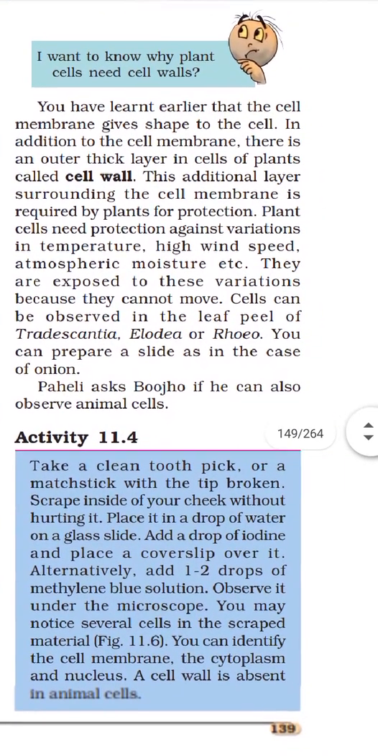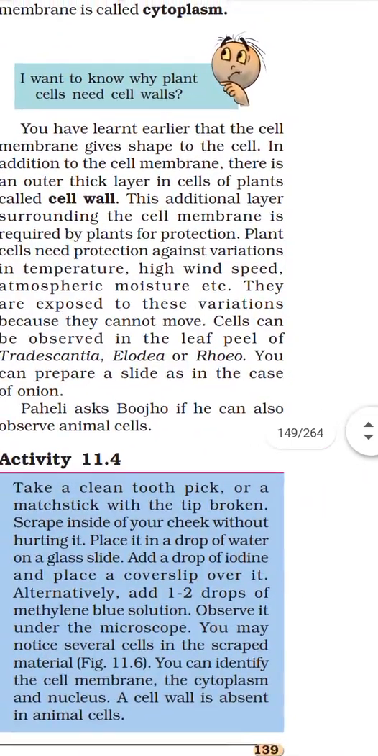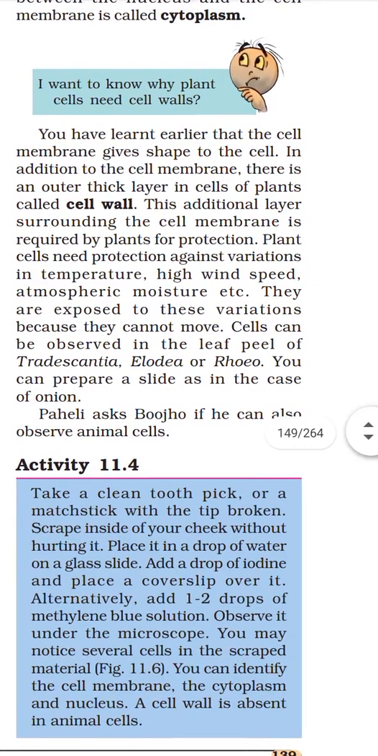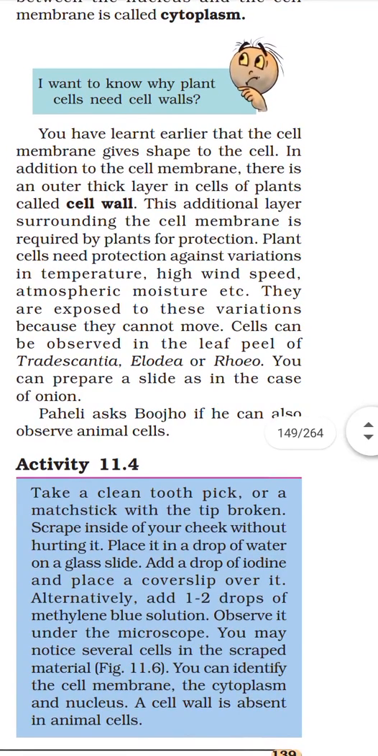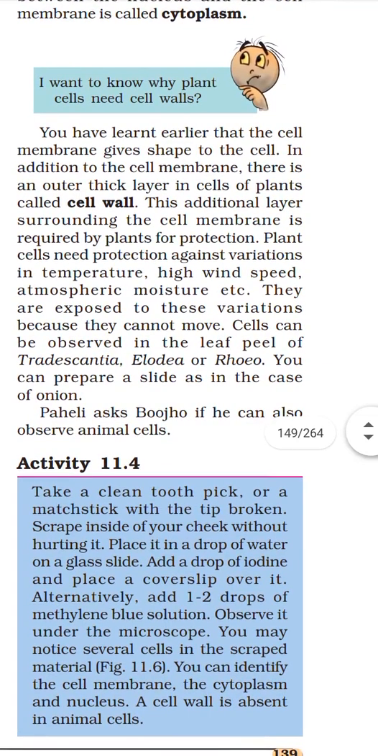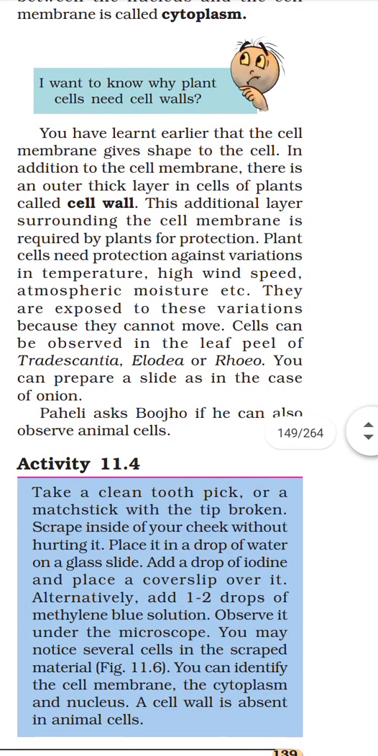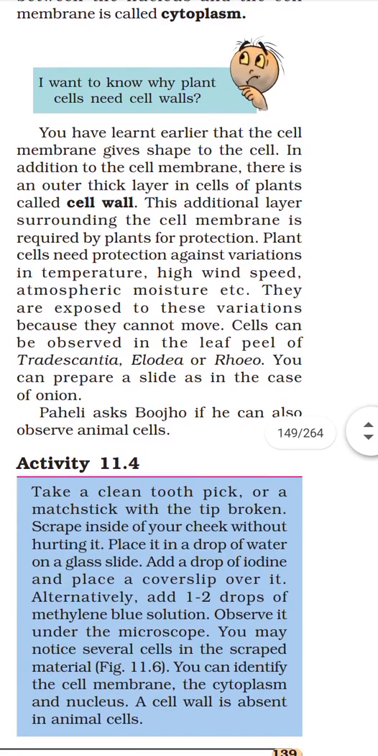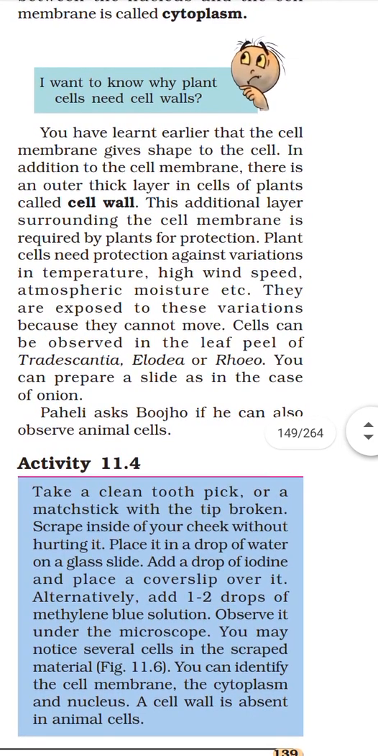We have learned earlier that the cell membrane gives shape to the cell. In addition to the cell membrane, there is another outer thicker layer in cells of plants called cell wall. This additional layer surrounding the cell membrane is required by plants for protection. It needs protection against variation in temperature, high wind speed, atmospheric moisture. They are exposed to these variations because they cannot move. Cells can be observed in the leaf peel of Tradescantia, Elodea or Rhoeo. You can prepare slides, in this case of onion.